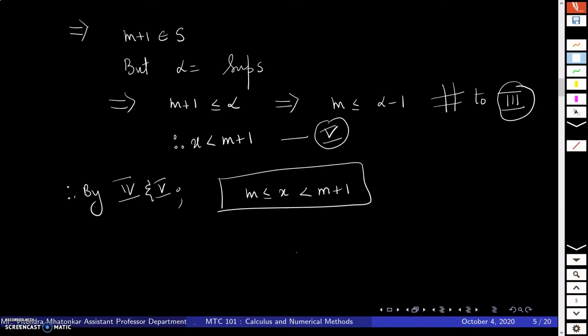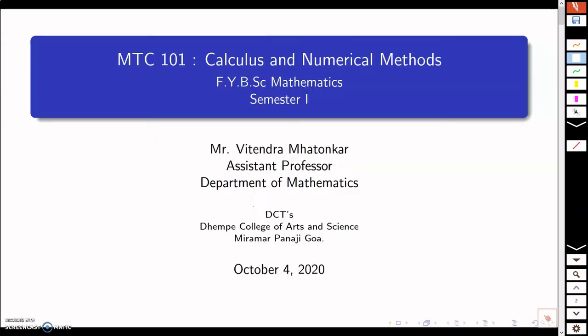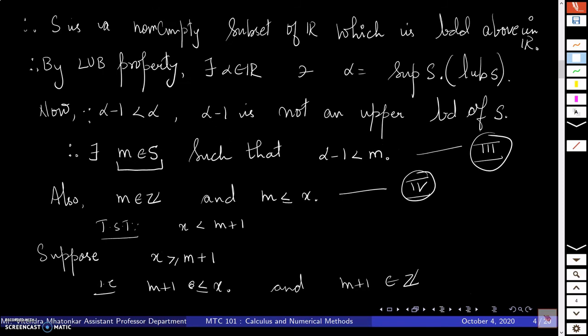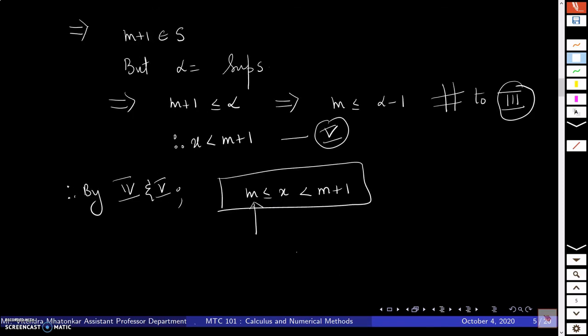Now we need to show that the integer m that we have obtained here is unique. Because that's what the statement says. If you go back to the statement, it says there exists a unique integer m such that m is less than or equal to x and x is strictly less than m plus 1. We have found an integer m. Now the only thing left is to show that m is unique.